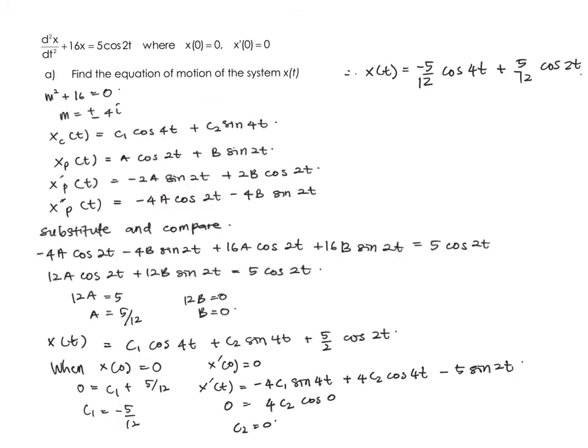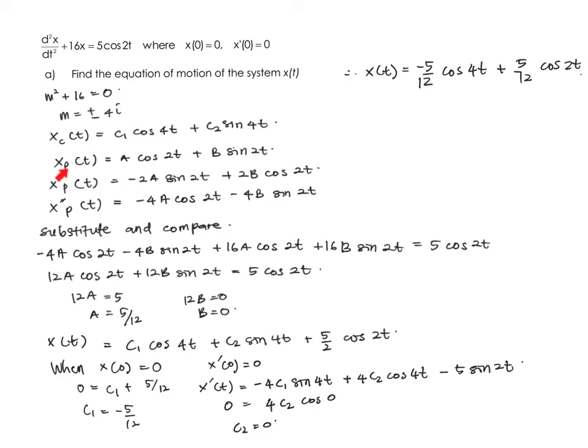So how to find the equation of motion x(t)? We find x_c first by finding the value for m. So m we have positive and negative i. So x_c equals c1 cos 4t plus c2 sin 4t.